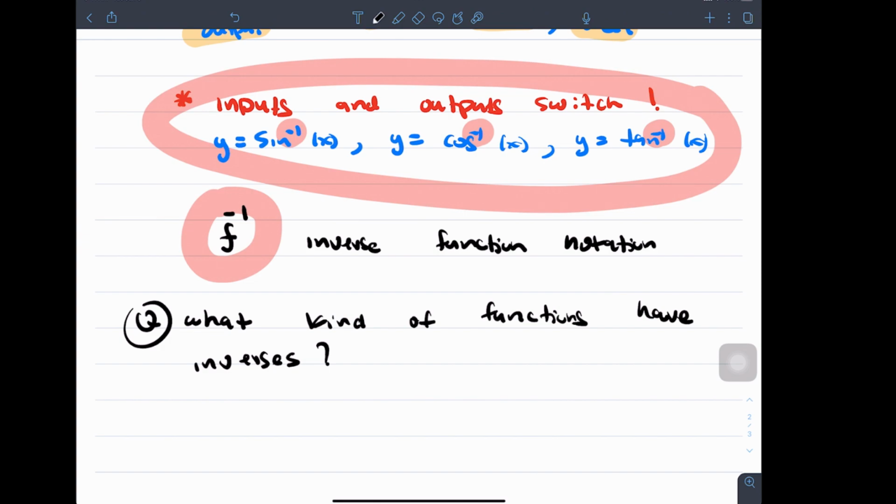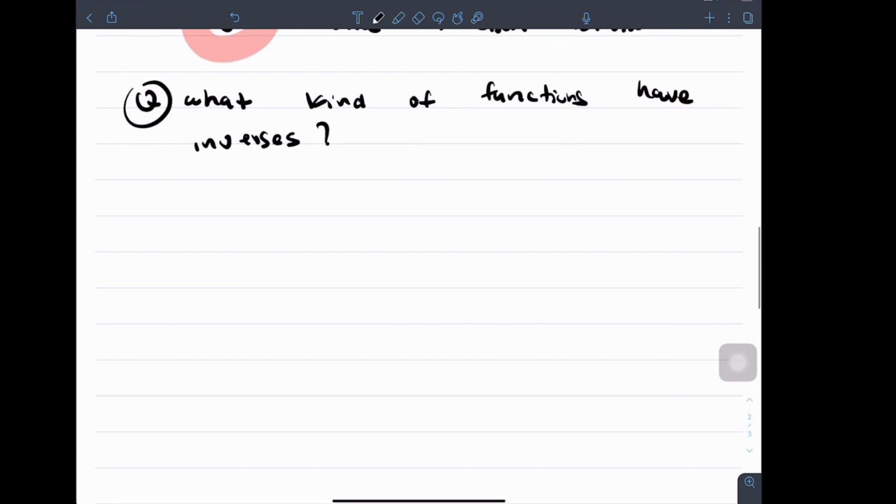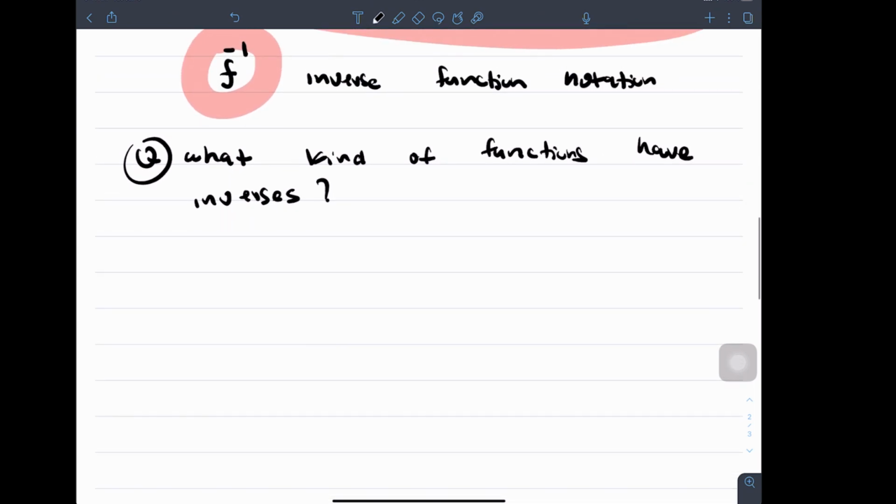So what do you guys think? Anybody recall? There's a special situation that has to exist. Okay, so here's a special situation. F has to be 1 to what? 1. You guys remember that? Your function has to be 1 to 1.